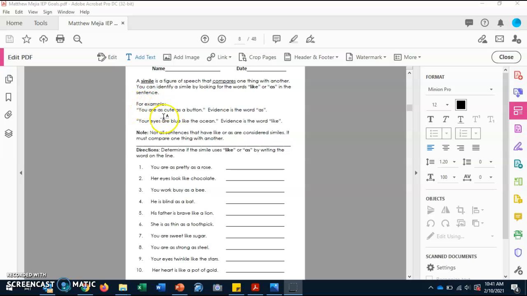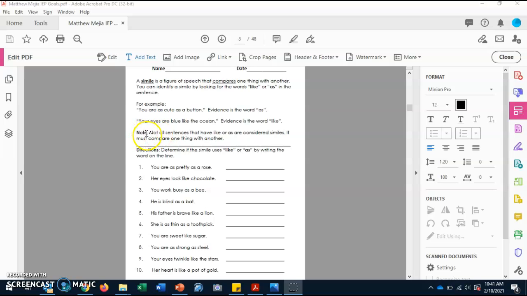For example, you are as cute as a button. Evidence is the word as. So we're using the word as in this simile. Our next example is your eyes are blue like the ocean. And the evidence here is the word like.